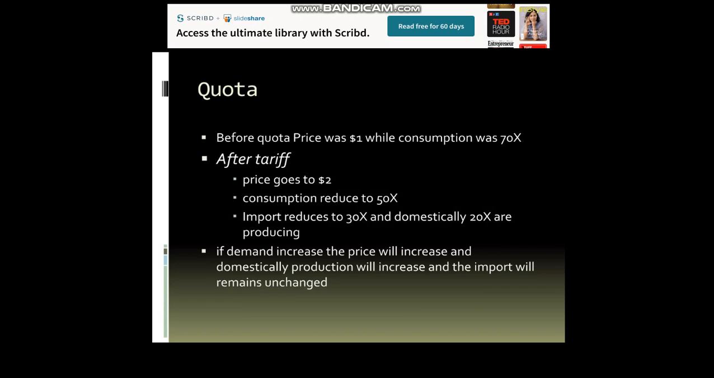Quota. Before the quota, price was $1 while consumption was 70x. After the quota, price goes to $2, consumption is reduced to 50x, import is reduced to 30x and 20x are produced domestically. If demand increases, the price will increase and domestic production will increase, and the import will remain unchanged.